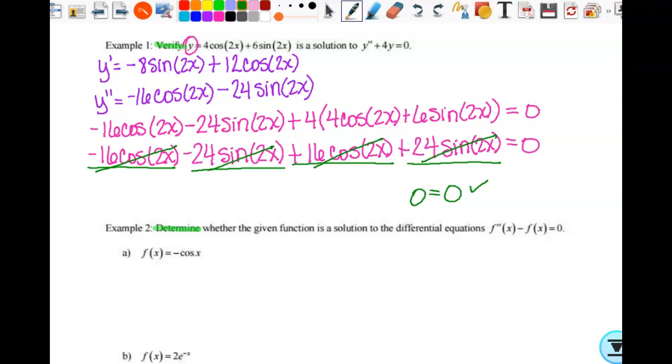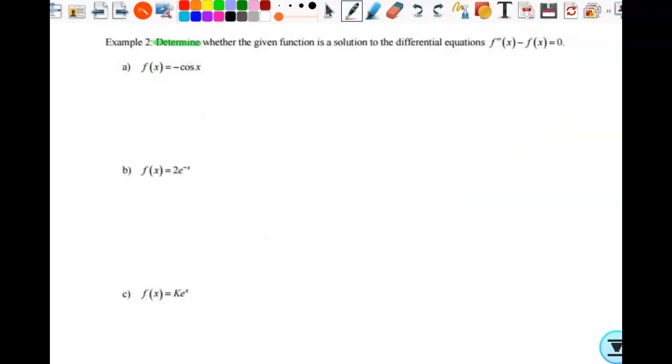Okay, so let's look at the first one. Determine whether the given function is a solution to this differential equation. So I'm going to need f double prime. So I'm going to start with f prime of x. So the derivative of cosine is negative sine, so that makes this sine of x. No need for a chain rule because there's not a function in a function. Then I need f double prime of x. The derivative of sine is cosine of x.